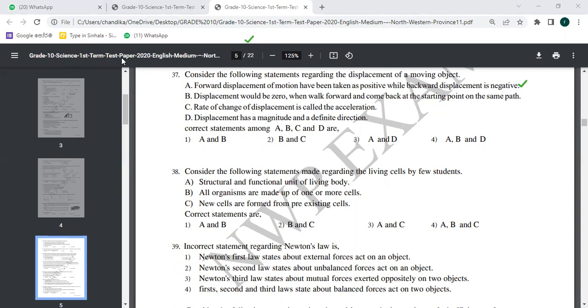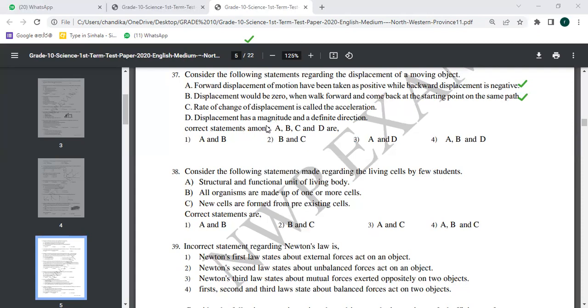Second one. You know, displacement is a vector quantity. As displacement is a vector quantity, normally forward displacement is considered as positive. Backward is considered as negative because they are vectors. Second one, B: Displacement would be 0 when you walk forward, then come back to the same starting point on the same path. Correct or wrong? Correct. Second one is also correct.